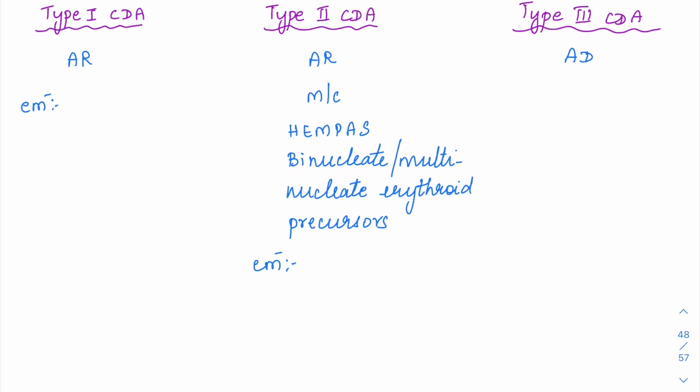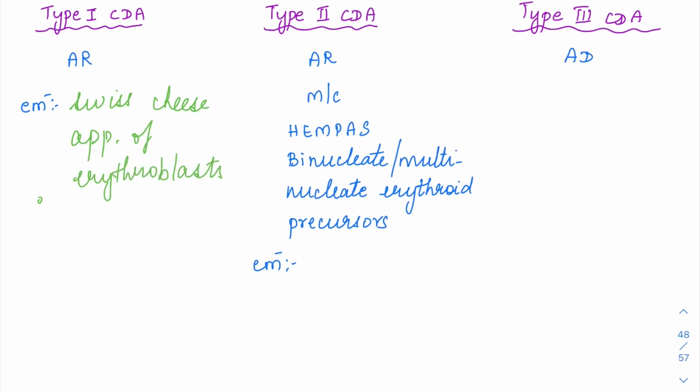So in type 1 congenital dyserythropoietic anemia, on electron microscopy, the characteristic finding which we see is a Swiss cheese appearance of erythroblasts, as in there are going to be multiple sieve-like holes. So the Swiss cheese appearance of erythroblasts is seen in type 1 CDA. Type 2 CDA is going to be the most common CDA, and it is also given the name of HEMPAS.